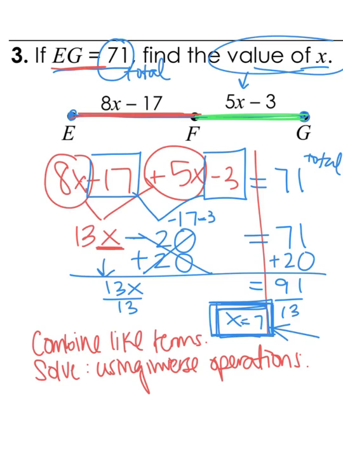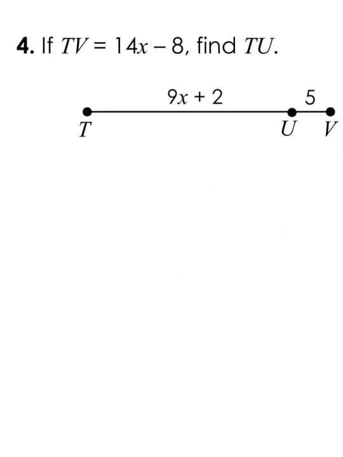Okay, so for this next problem, you're going to want to write these down just like we did for the first couple. It's important to really understand the directions, okay? And so you might want to first start by drawing this picture, TUV, this line segment, and labeling TU 9x plus 2 and then UV 5. You're going to want to label those.